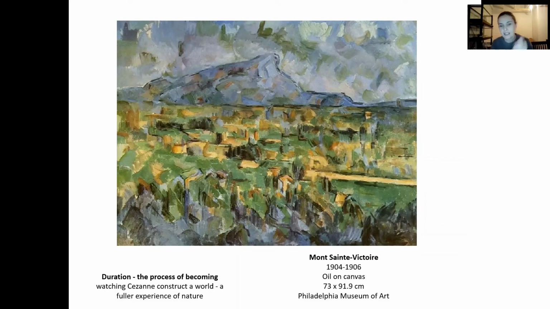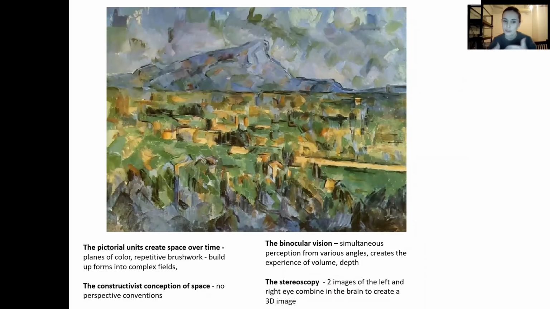And what you have to realize is that when you look at a painting like this by Cézanne, you are watching the process of a world being constructed. It is a world in the process of becoming. And that process of becoming is a duration of time. Okay, so this is not a finished product. We are observing as things are being built. There is time passing.